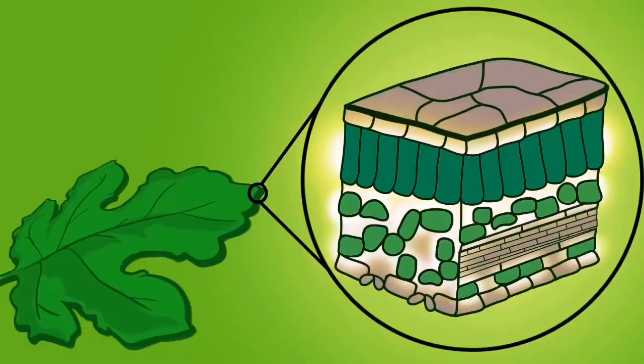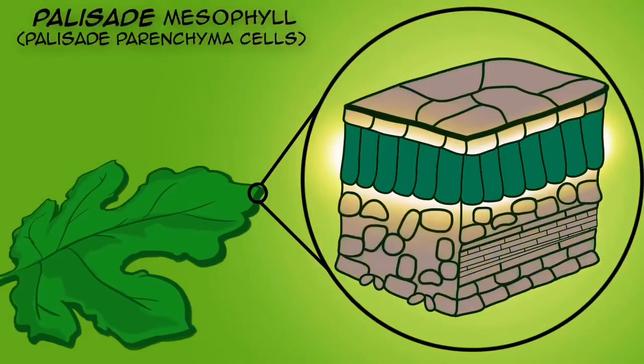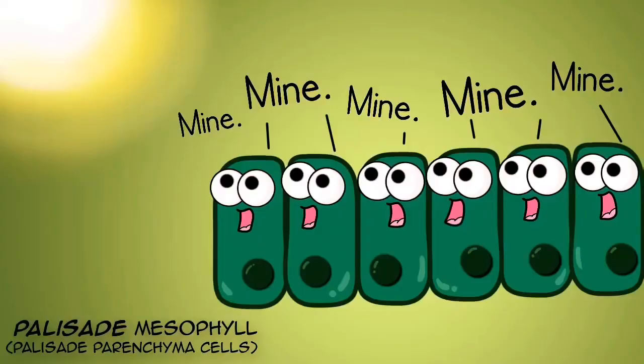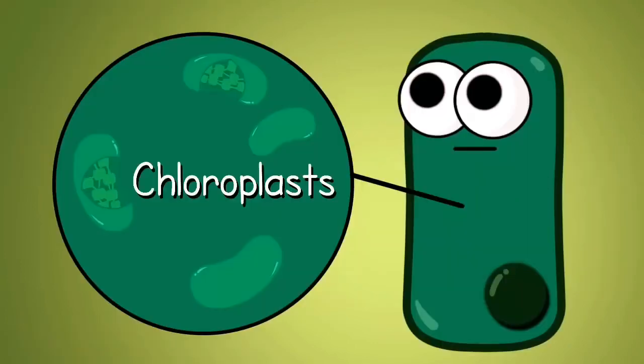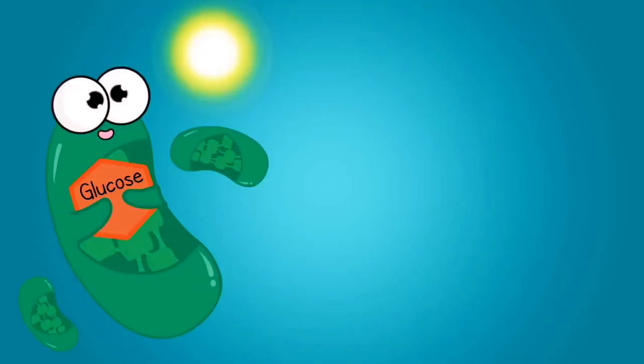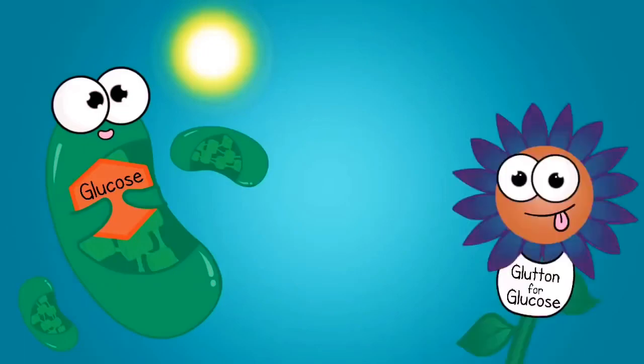Yep. So in this leaf cross-section, look at this layer. This is the mesophyll. Here are the palisade mesophyll cells. These cells are really important for capturing light, so they're specialized for this task. Guess what they have a lot of? Chloroplasts. Lots of chloroplasts, making glucose from the sun, food for the plant.